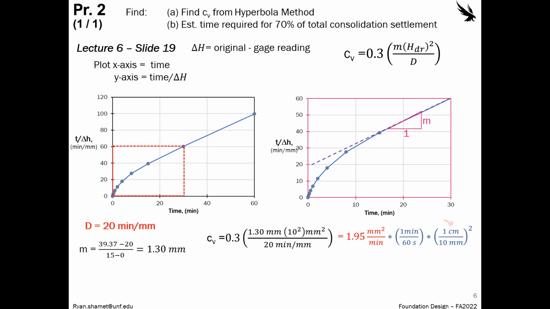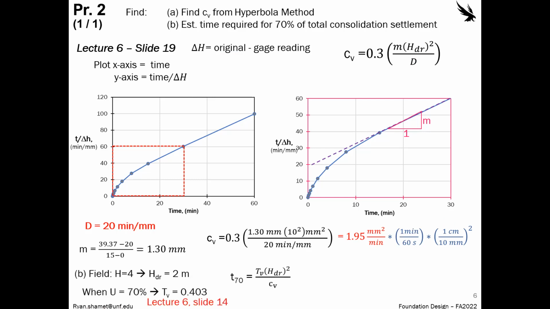Now what we should get here is the value. Okay, there it is. I'm sorry, 3.25 times 10 to the negative 4 centimeters squared per second.